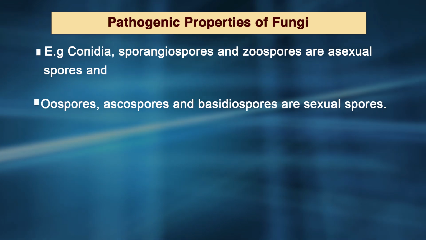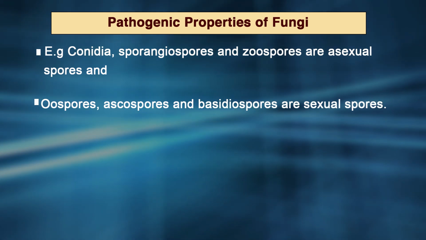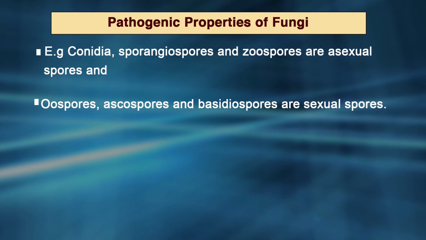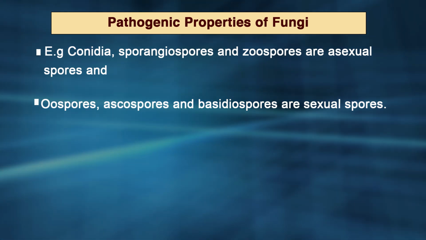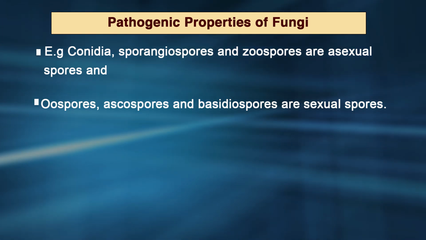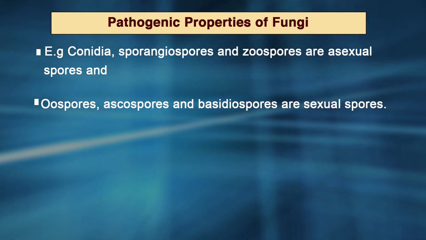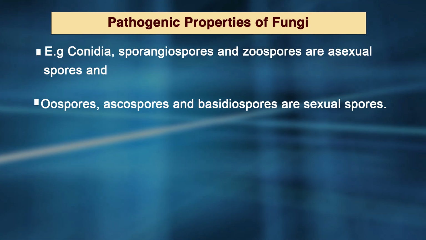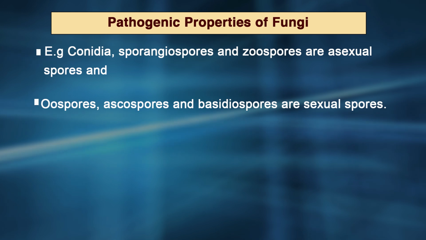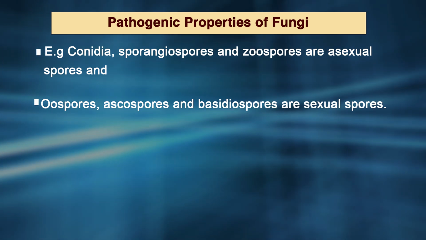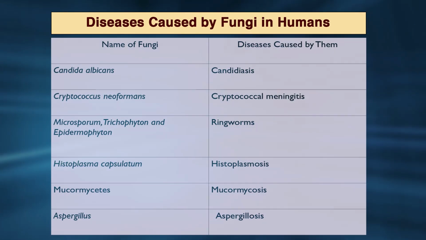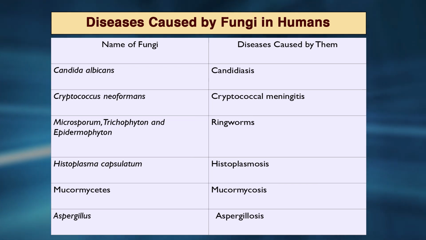There are thousands of species of fungi, some of which cause disease in humans. Common fungal skin conditions include athlete's foot and ringworm. These conditions are contagious and can spread from person to person on contact. The diseases caused by fungi in humans. The names of the fungi and the diseases caused by them are given below.